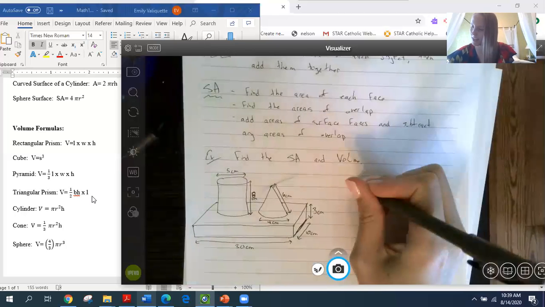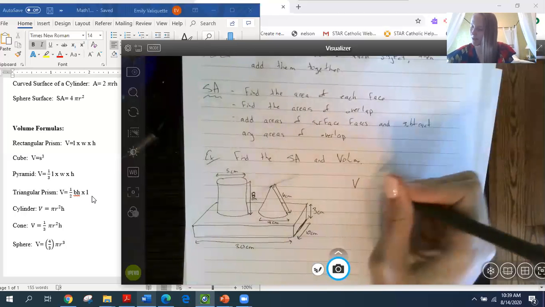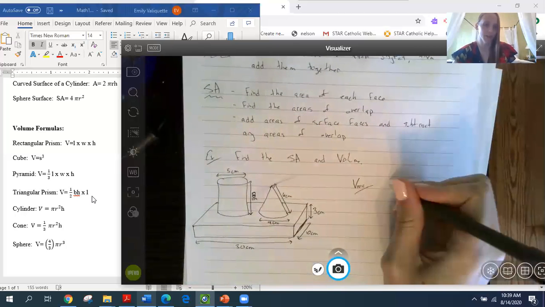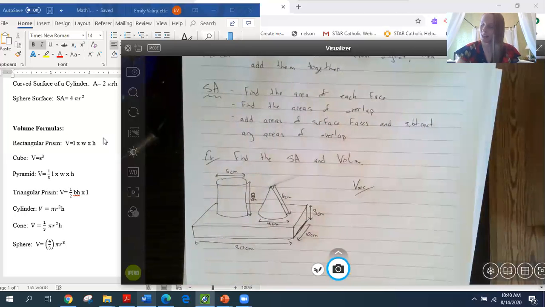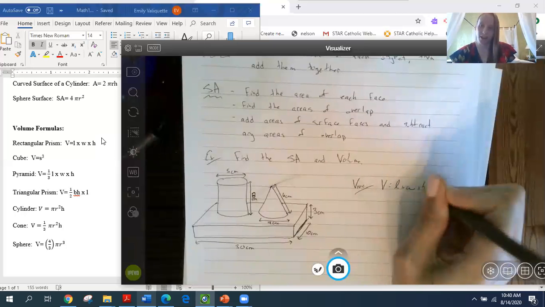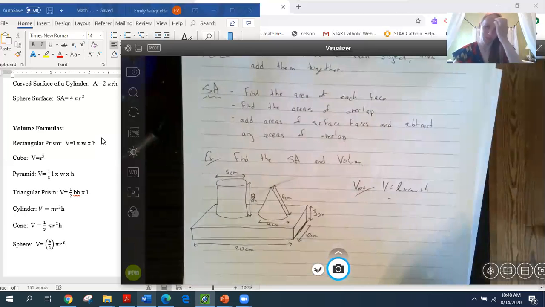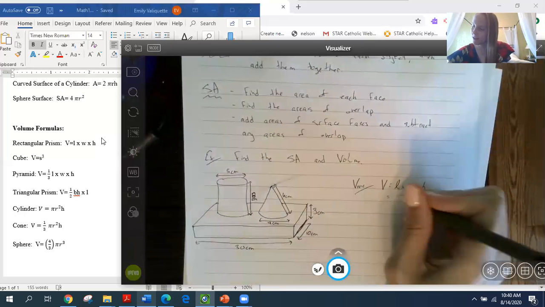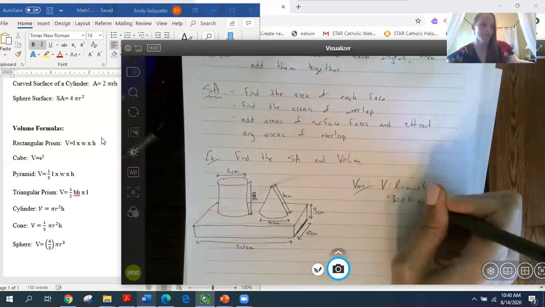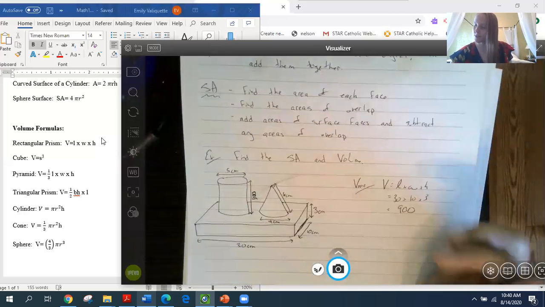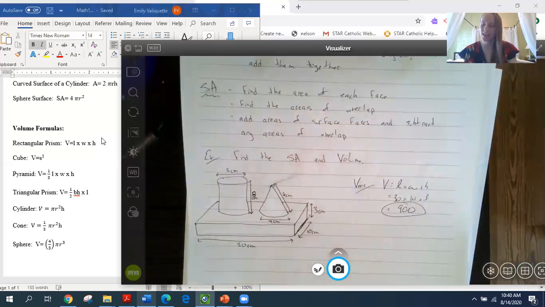So I'm going to start by finding the volume of my rectangular prism. To do that, my volume is length times width times height. You don't have to write out the formula if you don't want to. You just plug your numbers into it. So 30 times 10 times 3, which is 900, and I will circle that so I know I need to add it later on.